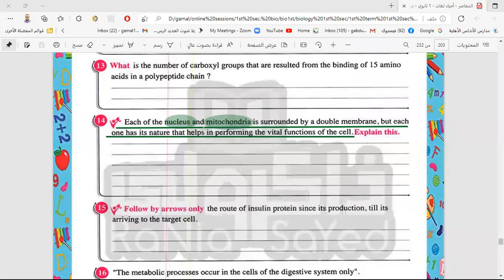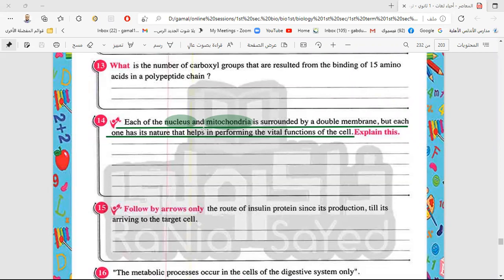Compare between nucleus and mitochondria. If we want to summarize, we say the nucleus controls the cell's vital activities. All processes and all vital activities in the cell are controlled by the nucleus. The nucleus also controls cell division because it contains the hereditary substance, the chromosomes.